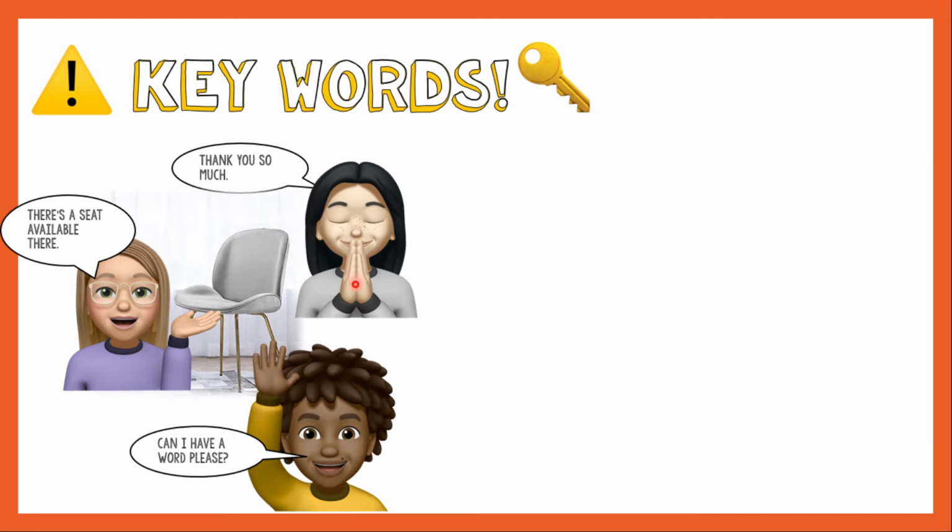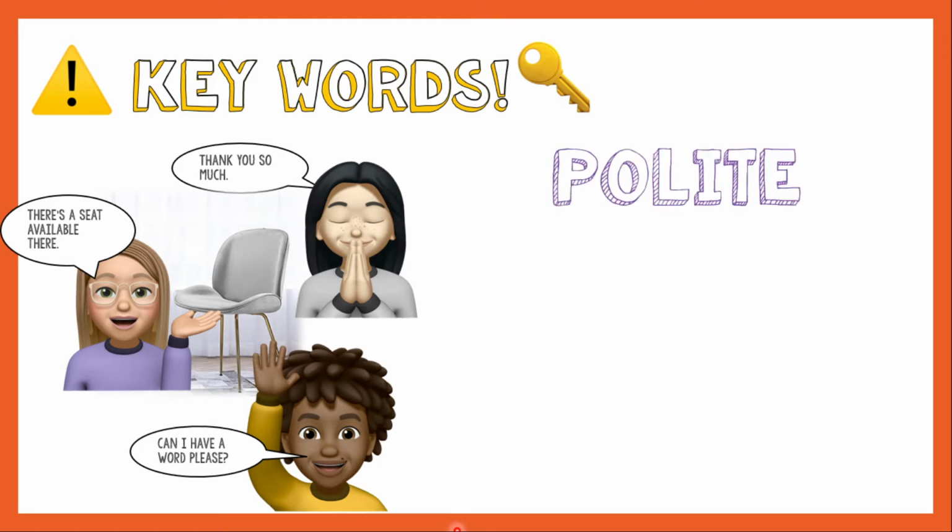Here we have another image where we see 3 people, and they are saying something. The first one, she's saying thank you so much. The other one right here is saying there's a seat available there. And this guy right here is saying, can I have a word, please? Well, if we look at these messages, they have something in common. They are being polite.